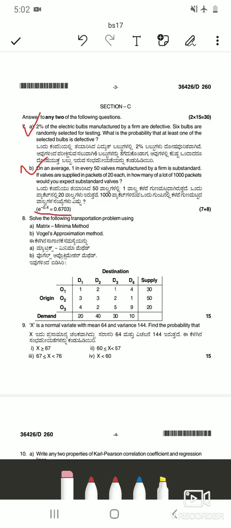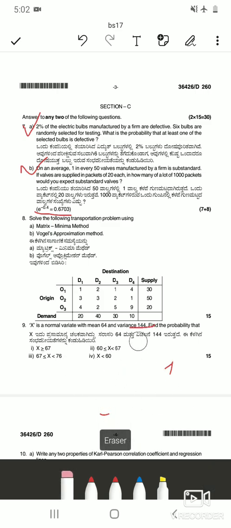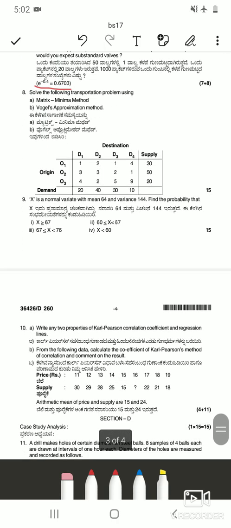If you're taking sigma as 144, your entire problem will be wrong, because when you want to convert to z, what we will do, x minus mu divided by sigma, not sigma square, right? But in the question they have given sigma square. So sigma is 12 and then simplify for the answer. So be careful with the parameters given.